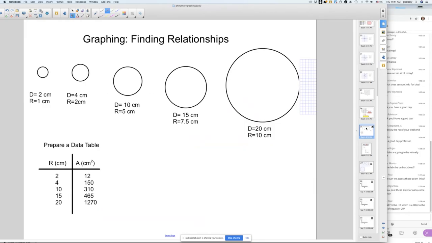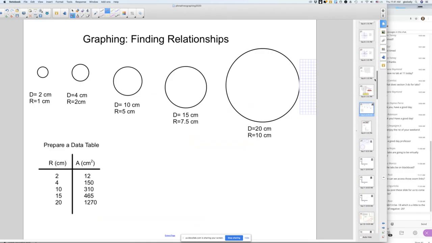We already did the circles, right? No, okay, no, we didn't do the circles. That's my other class.